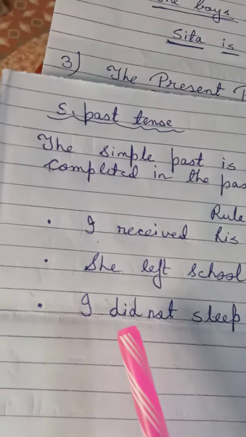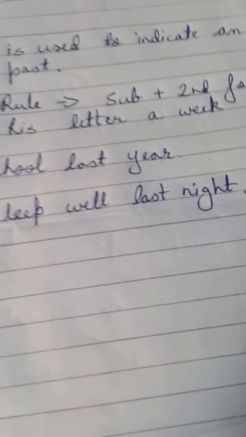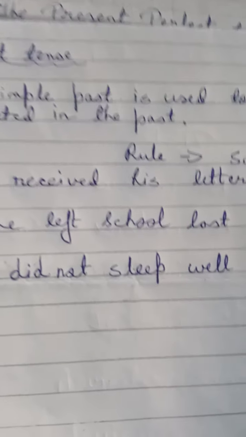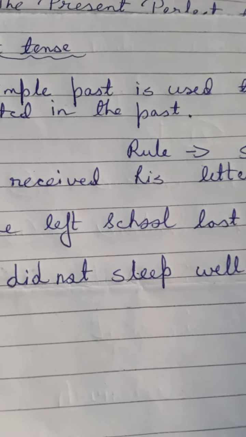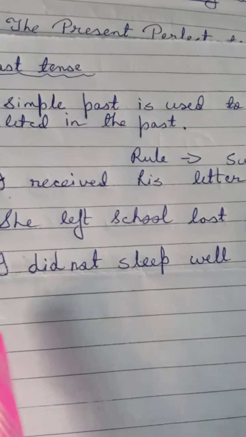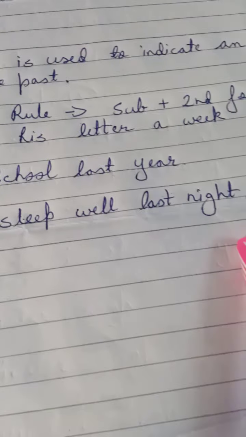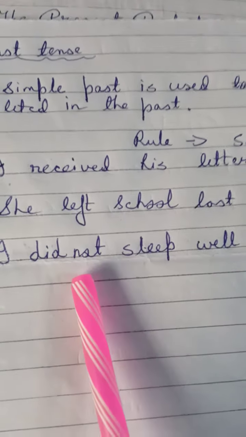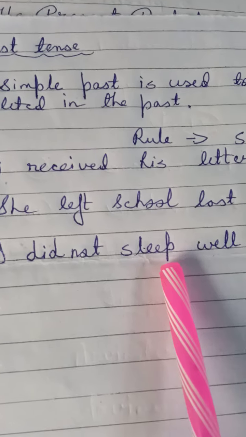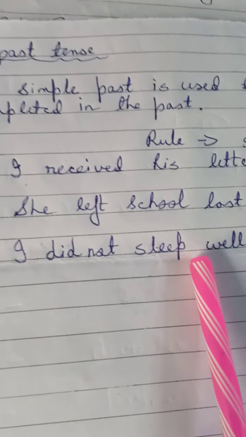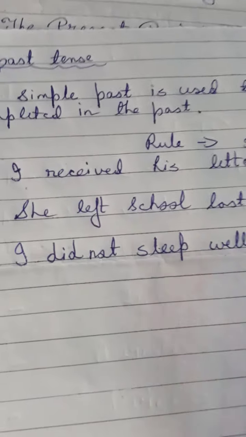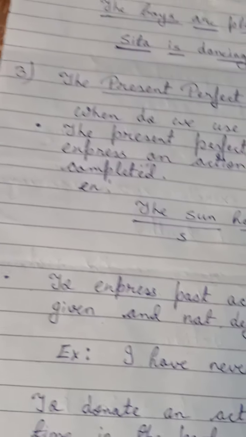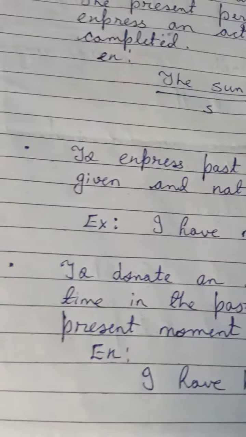For example, look here, another example. She left school last year. If I want to tell it in present perfect tense, then I will say she has just left school, meaning just. And look at this one: I did not sleep well last night. Again, last night is mentioned, therefore it is simple past tense. After did, you cannot use the second form of verb. After did, always use the first form of verb. Remember it. Many students make mistakes in this. And next I am going to tell you about the present perfect continuous tense. Okay, just see here.